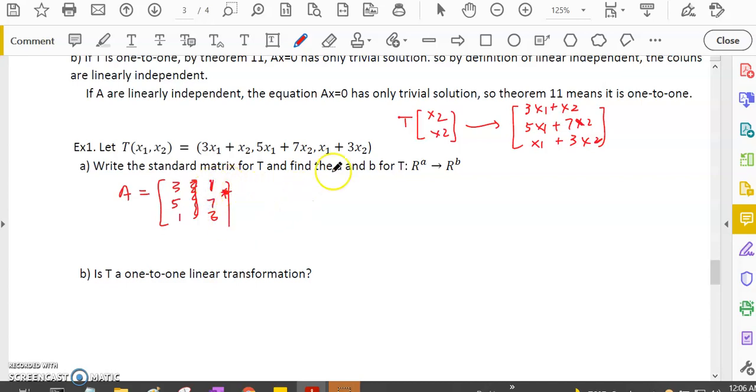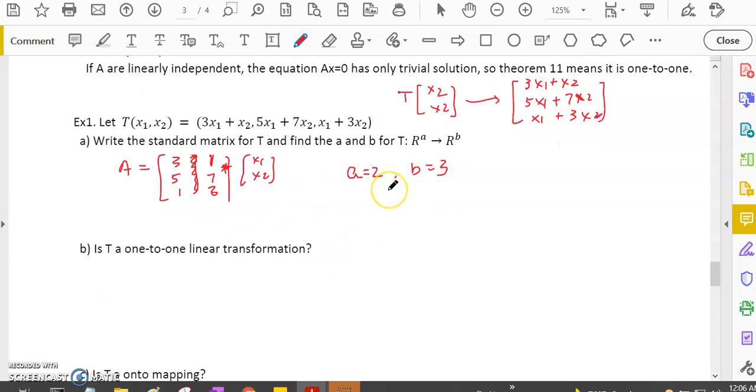And then what do we map from what to what? So I have two weights, so this is x1 and x2. So my A would be 2. And these vertical columns are dimension 3, so B is 3.